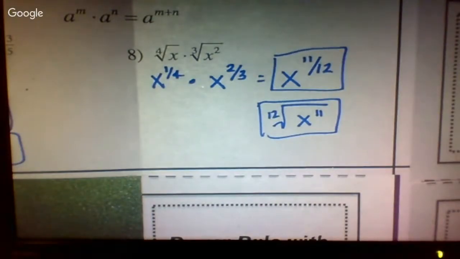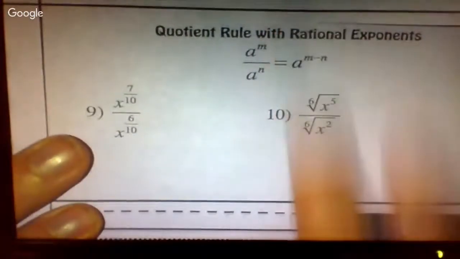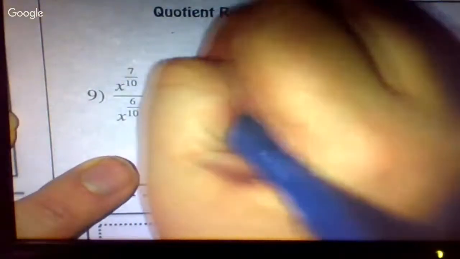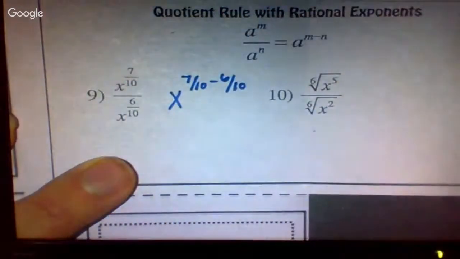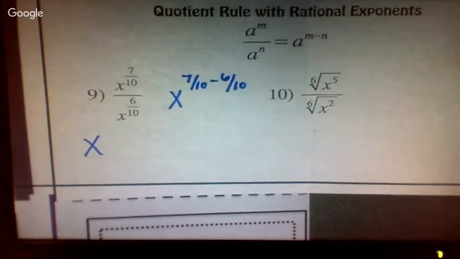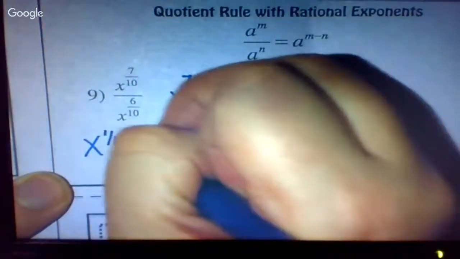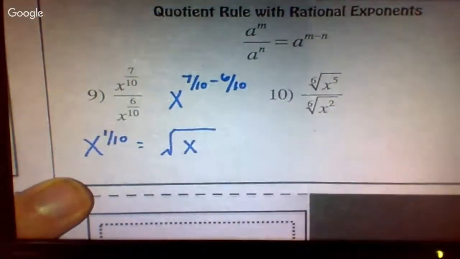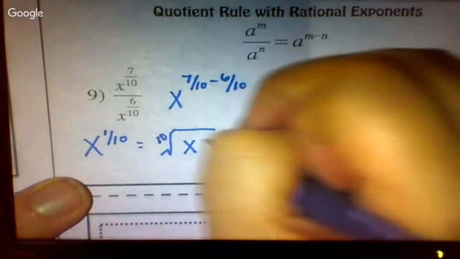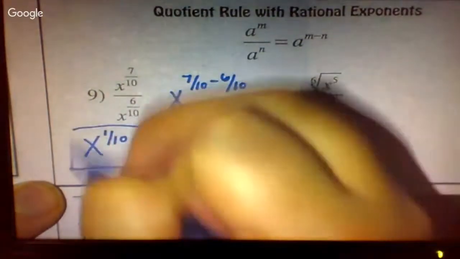Okay, so you just got done telling me if I multiply, I add my exponents. What happens if I divide? We subtract. Okay? So on the other side, again, your rule doesn't change. It's just this time you're dealing with fractions. So x to the 7/10 divided by x to the 6/10 becomes x to the 7/10 minus 6/10. What do you get when you subtract 7/10 minus 6/10? 1/10. Which we can also write as what root? What's my index here? 10. x to the 1. And again, both of these answers mean the same thing.